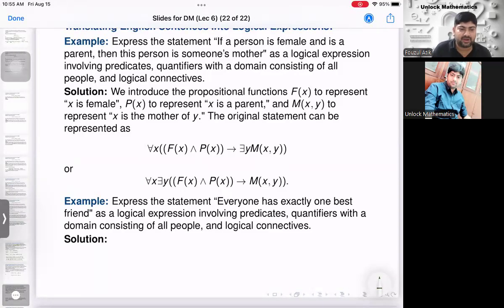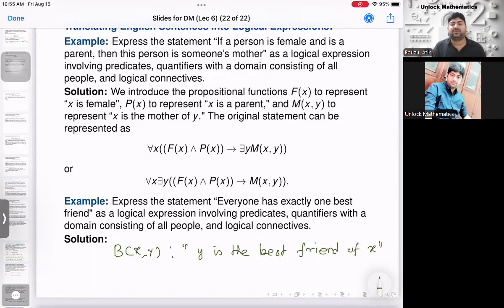Everyone has exactly one best friend. So we need some propositional function again. First let us define something. Suppose B(x, y) is a statement such that y is the best friend of x. So you denote it in this way. Now, how do you write: everyone has exactly one best friend? All of you try, pause the video and try.